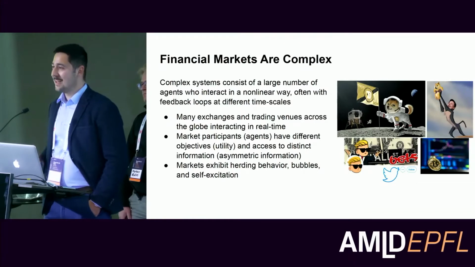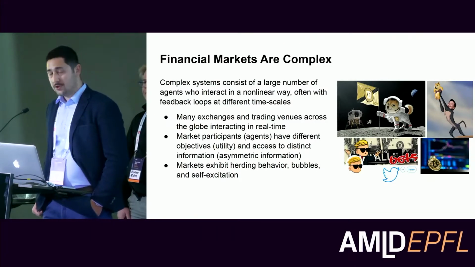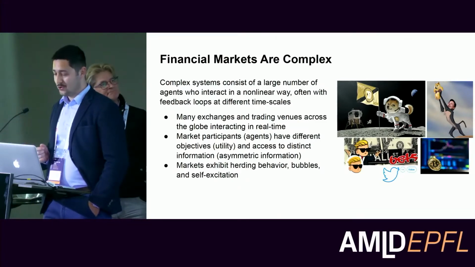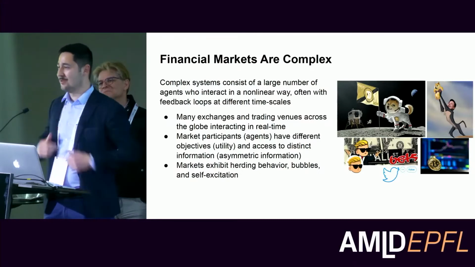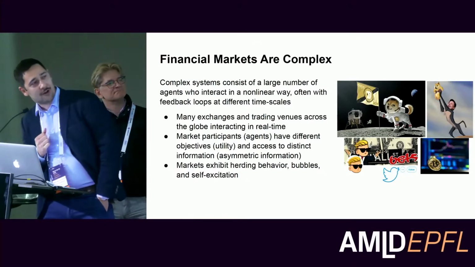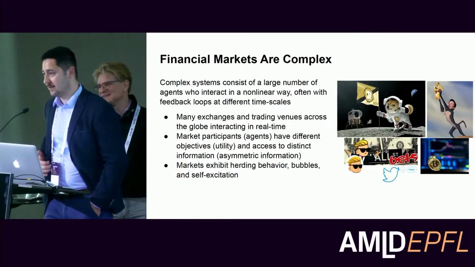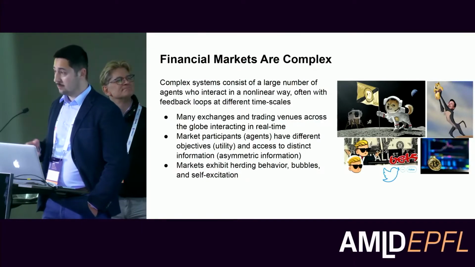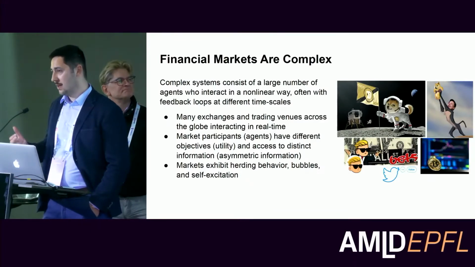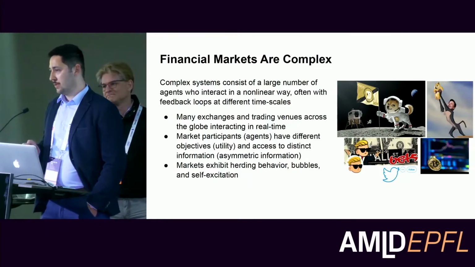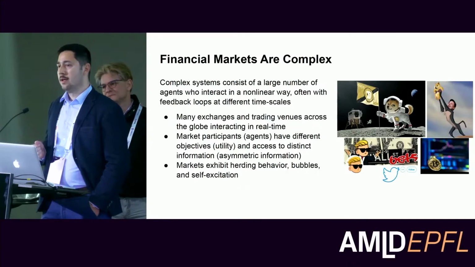On the right-hand side, you see some pictures that try to show herding behavior happening on social media. You can see Elon Musk holding a small dog that represents Dogecoin. You can see a picture of Wall Street Bets and also something that represents cryptocurrencies. All of these markets exhibit herding behavior, bubbles, self-excitations. And in order to study these types of systems, one does not only need to study machine learning tools, one also needs to understand and borrow techniques from complexity sciences.